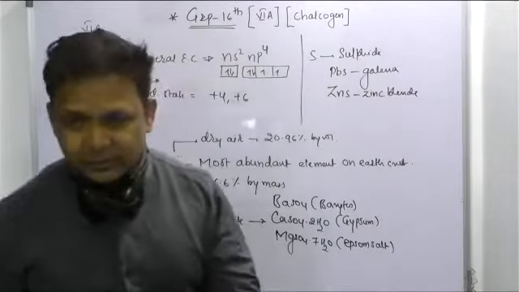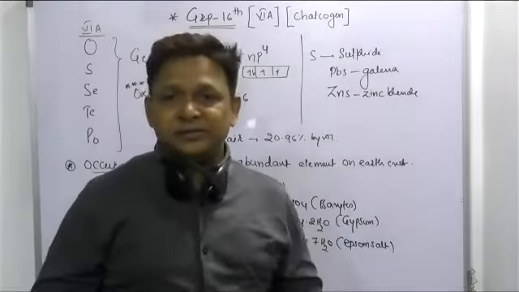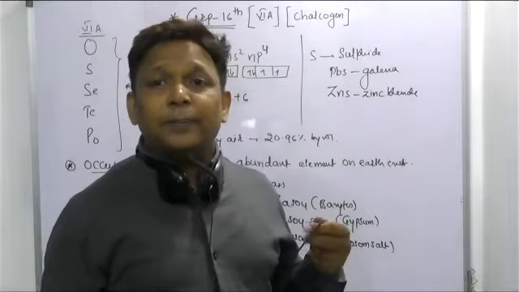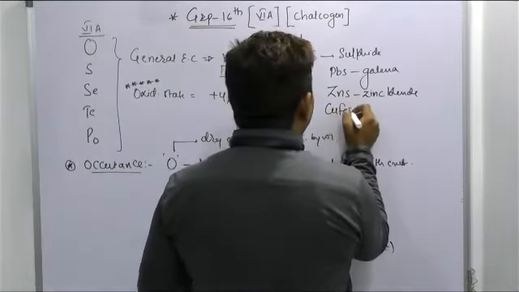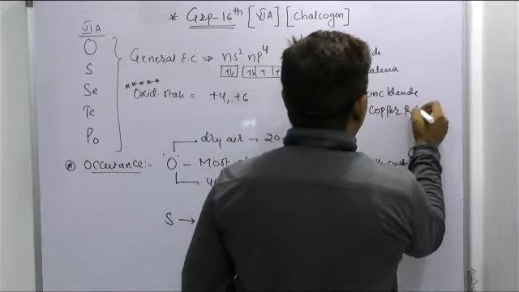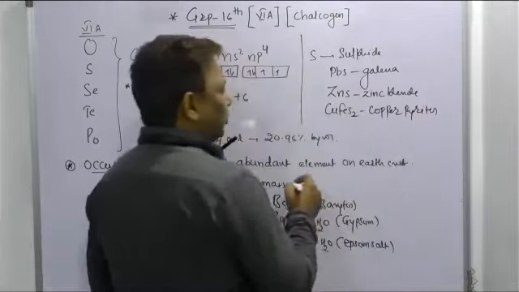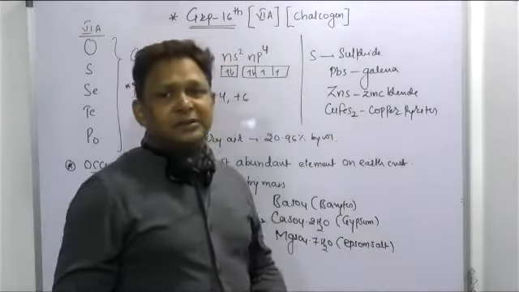Sulfur in the form of sulfide means PbS, ZnS, we can say. Again, copper pyrite is CuFeS2, which was given in metallurgy. CuFeS2 is called copper pyrites. Here sulfur also exists in the form of its sulfide, right?